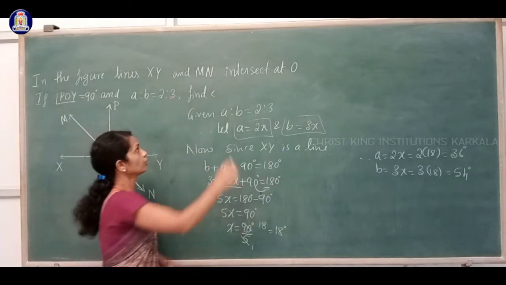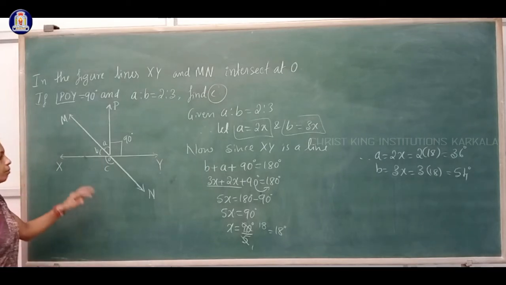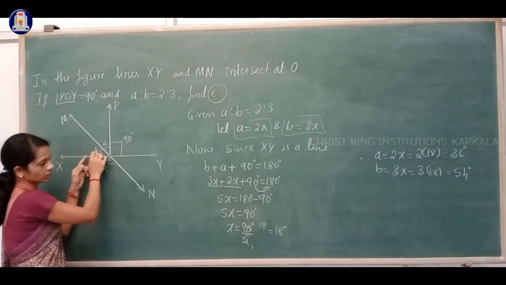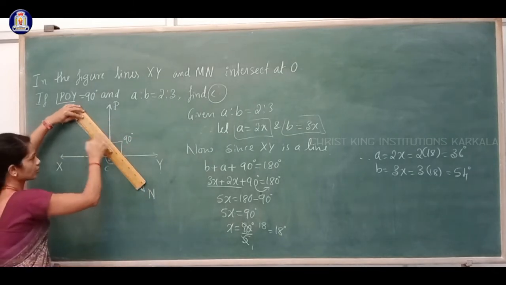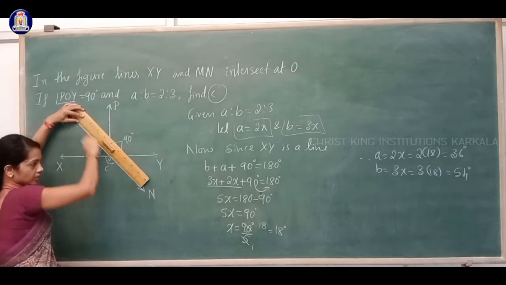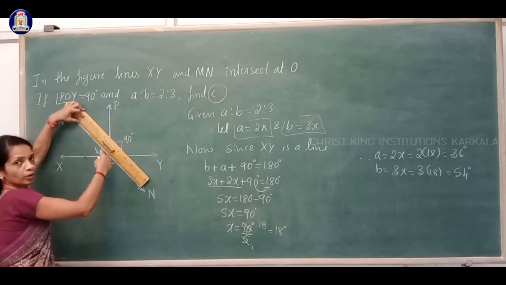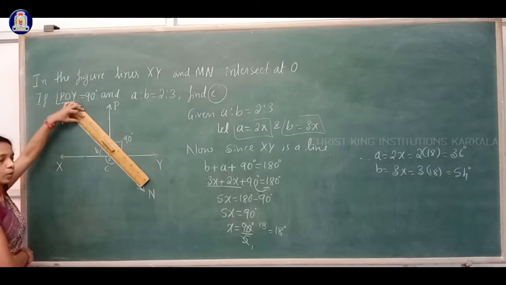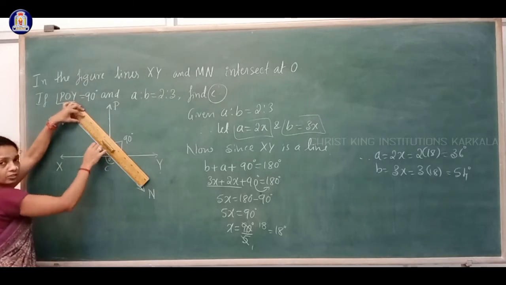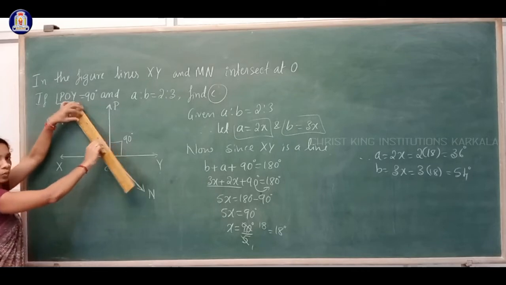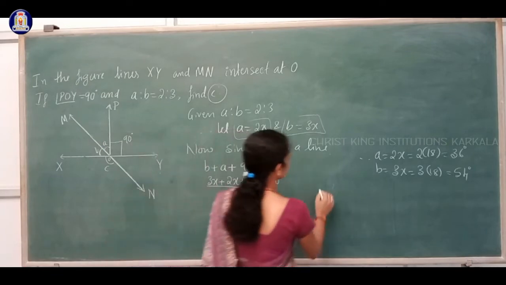But we are asked to find the value of C. We are not asked A and B, but to find C we need B. Now you see this MN is a straight line. So the total angle on one side of that line should be equal to 180 degrees. Which angles do you have? Angle B and angle C. So the total of that must be equal to 180 degrees, because MN is a line.